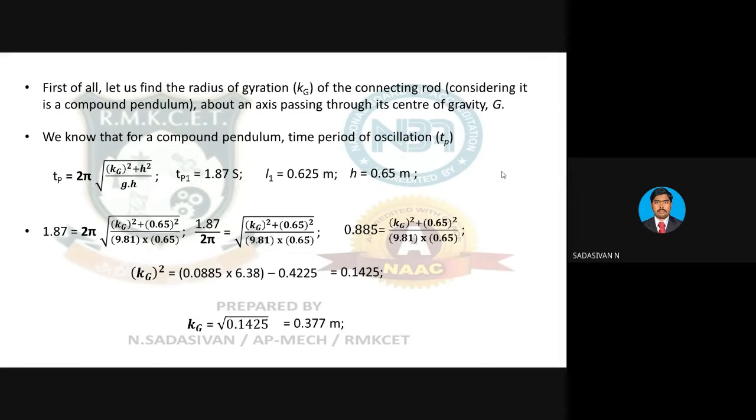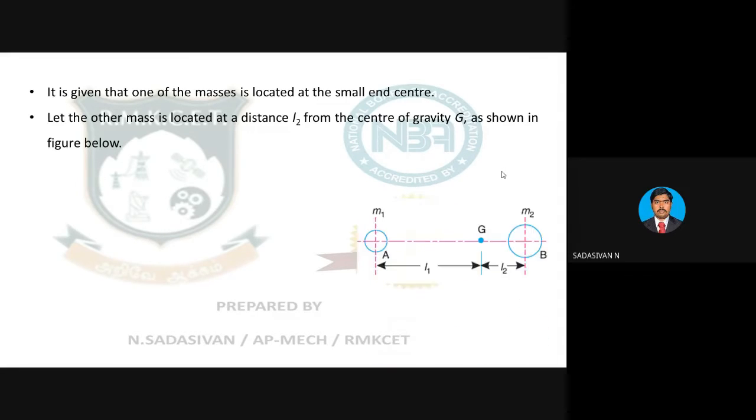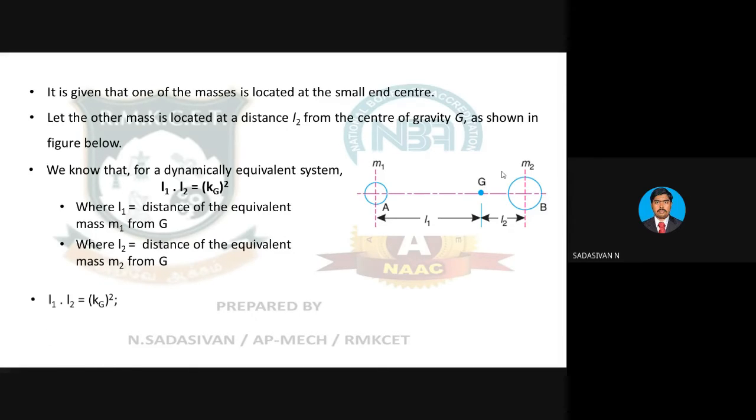kG equals 0.377. It is given that one of the masses is located at the small end center. Let the other mass be located at a distance of L2. L1 we already know from the diagram. L2 I am assuming from the gravity point in the other direction, another mass kept at a distance of L2. For a dynamically equivalent system, L1 L2 equals kG square. L1 is 0.625, which we already found. So L2 equals kG square by L1, 0.377 square by 0.625, which comes to around 0.228.